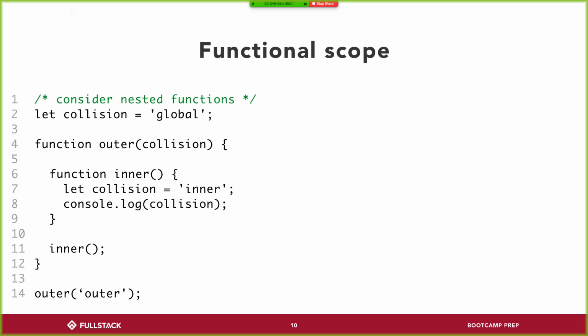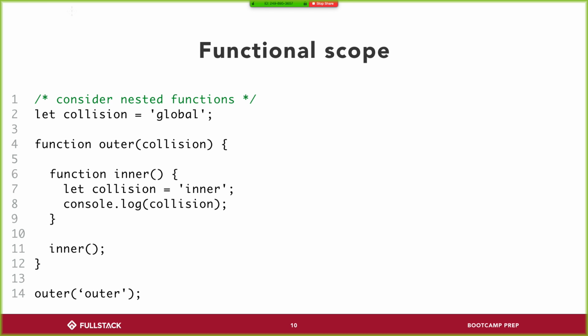Outer, that's a good guess. It'll log inner, because it goes outside. It looks for the closest one, and the closest one is inner, and so it'll use that. If line 7 didn't exist, then it would be outer because outer is the next closest one.